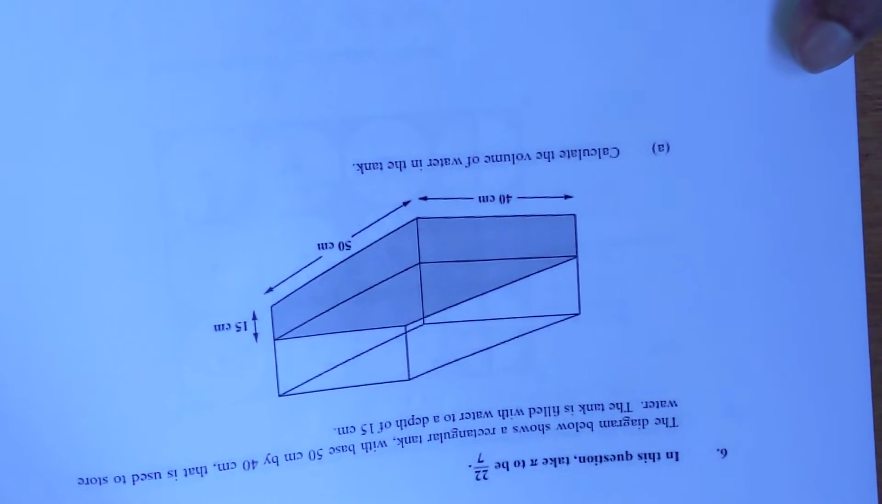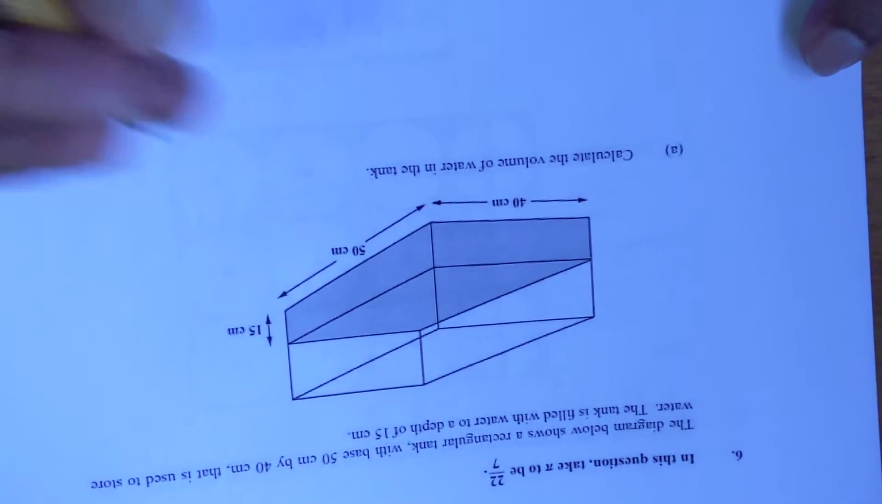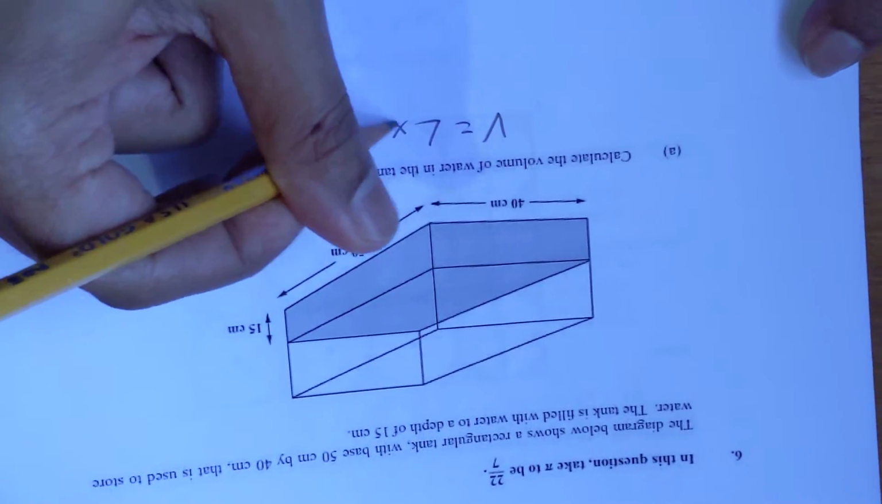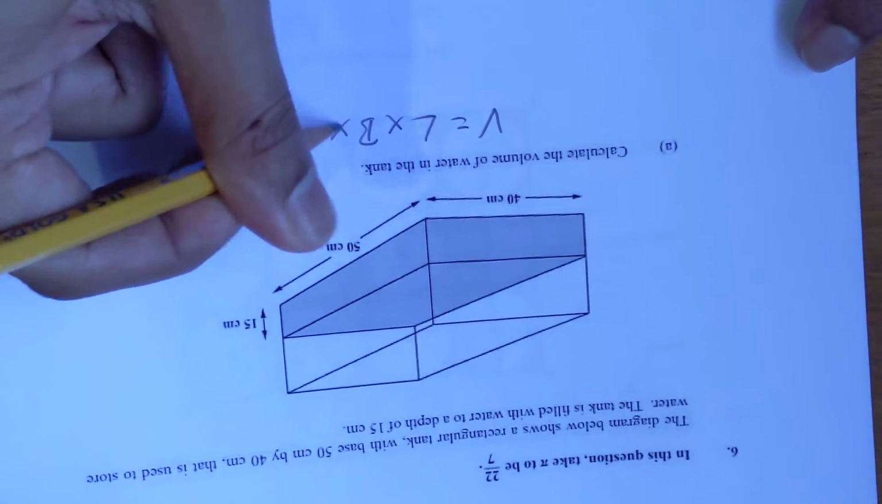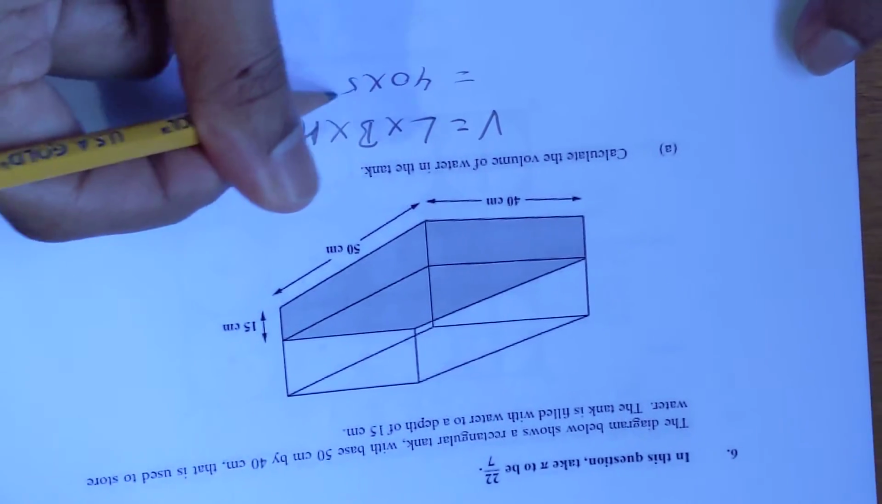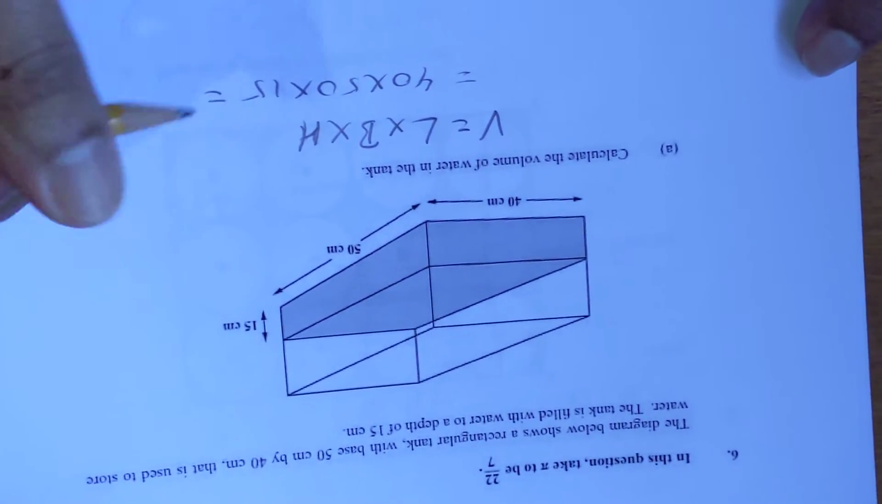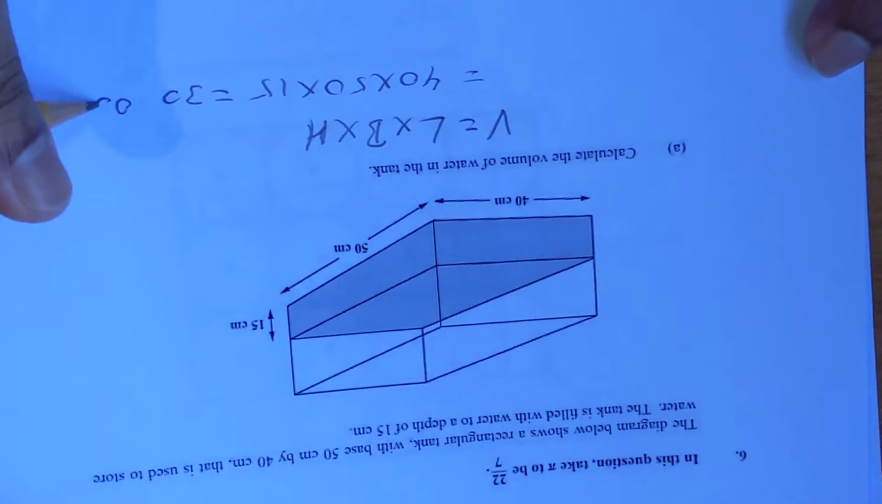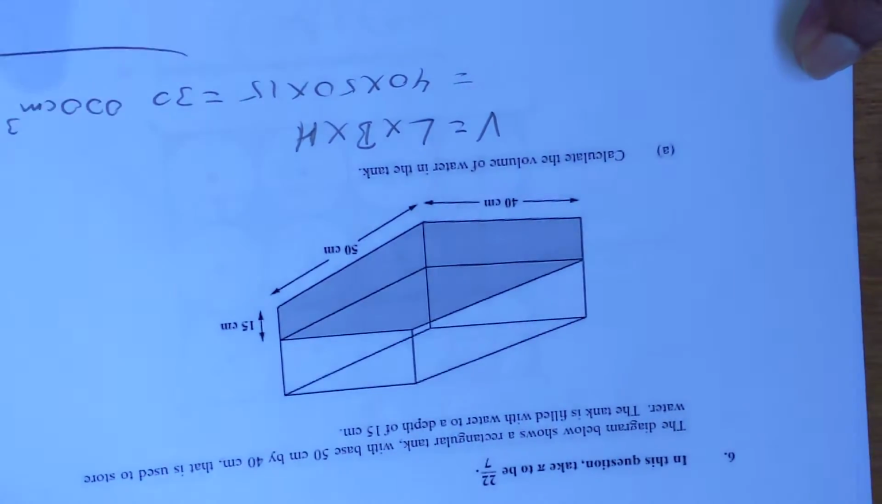So volume of a cuboid, that's not one of the formulas that they're giving you. You need to know that for yourself. Length by breadth by height, or length by width by height. So that'll just be 40 by 50 by 15. I want to multiply that out, 30,000 cubic centimeters.